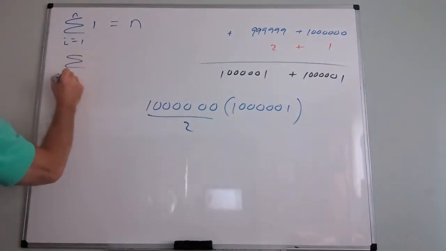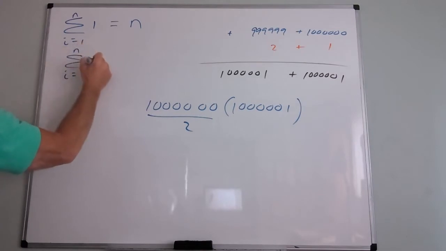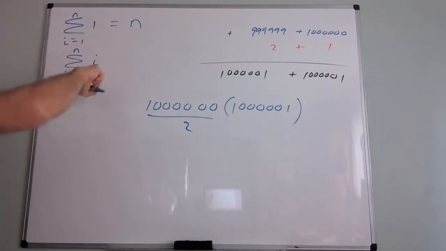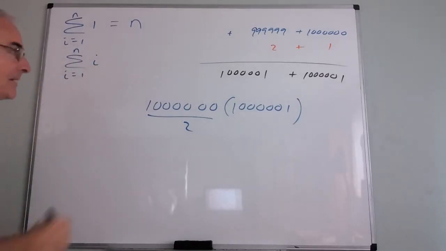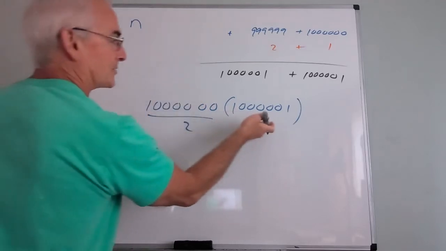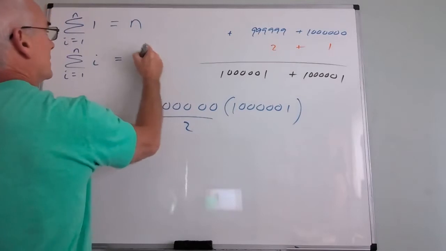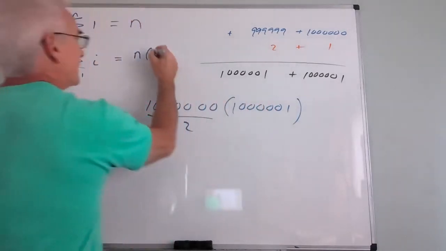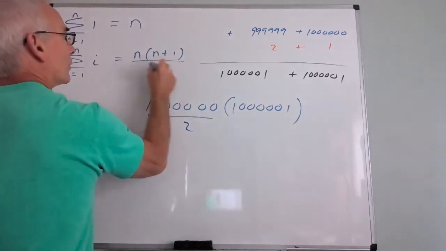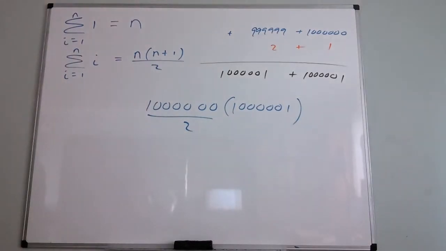Now we're going to do what we just did. The sum from i equals 1 to n of i. This is 1 plus 2 plus 3 plus 4 plus 5, because i is incrementing: 1, 2, 3, 4, 5, 6, all the way up to n. We just developed a formula. It's right here. It's going to be n times n plus 1 over 2. That's the formula that's credited to Gauss.